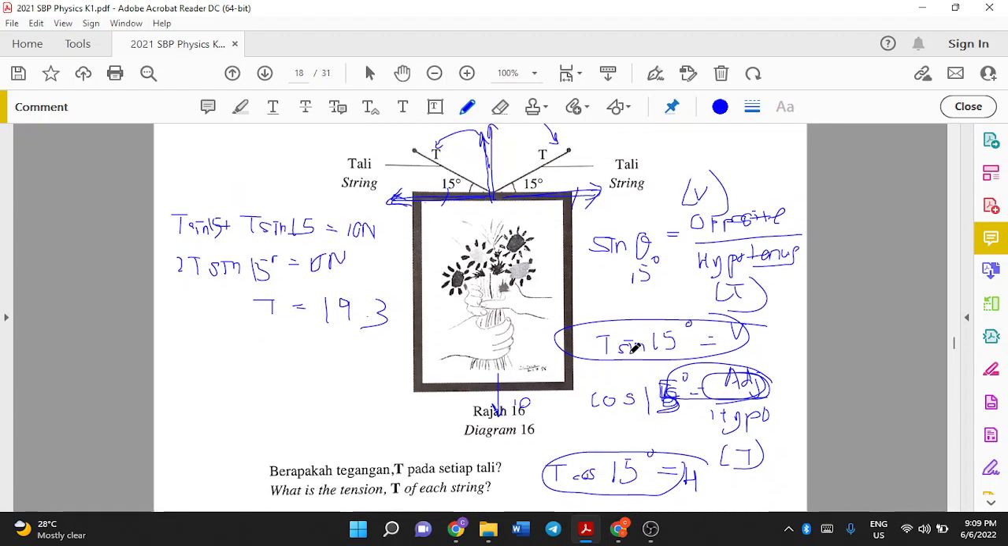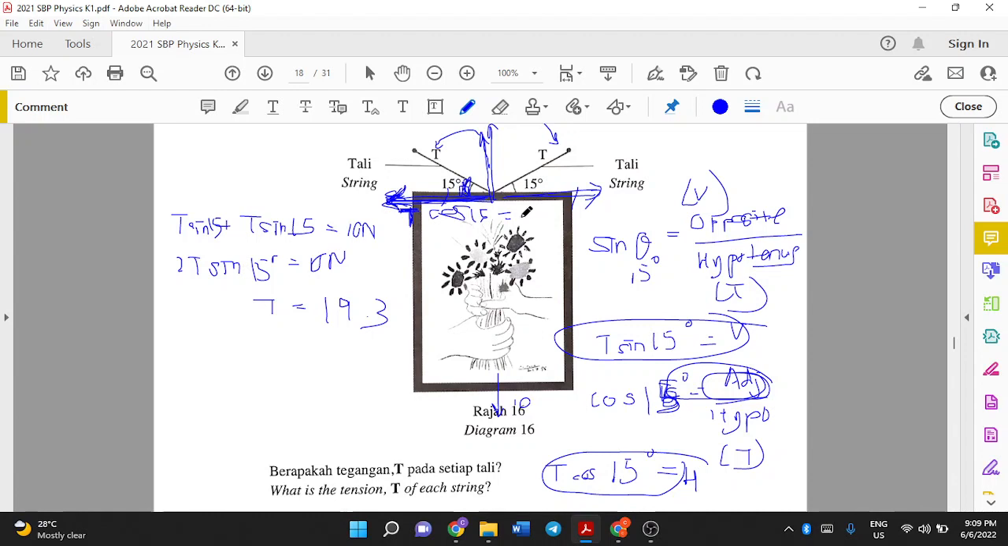You just need to remember that whenever you want to find the components which are nearer to your angle, you will use cos. Your unknown value T, for example here, T cos your angle equals your horizontal component.